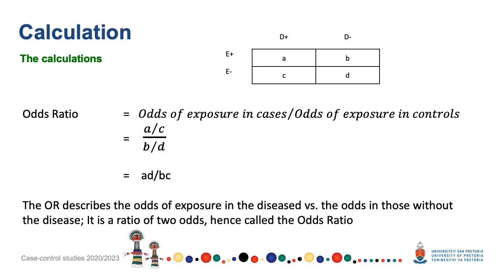So the odds of exposure amongst the diseased would be A over C. The odds of exposure amongst those who are not diseased, in other words, the controls, would be B over D. So the odds ratio is simply A over C over B over D. And that, if you cross multiply and divide, it comes to AD over BC. So A times D over B times C. And that's the way to calculate your odds ratio.